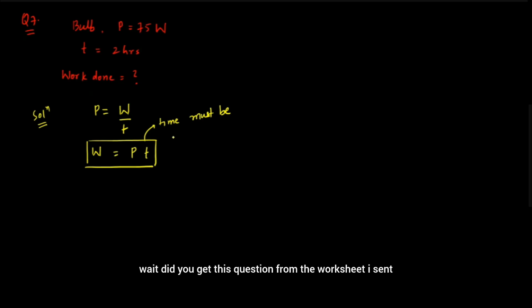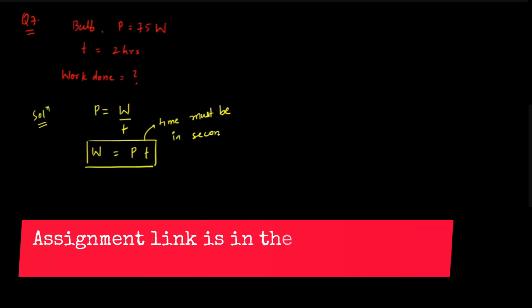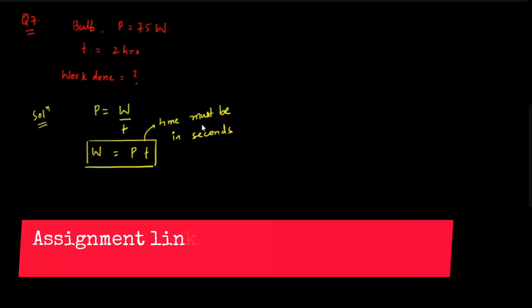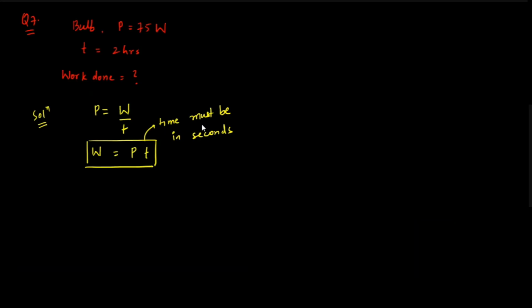Wait, did you get this question from the worksheet I sent? Yeah. Question number 7. 7th is vertical spring launch. 7th from this one. Check it out. Oh, okay.